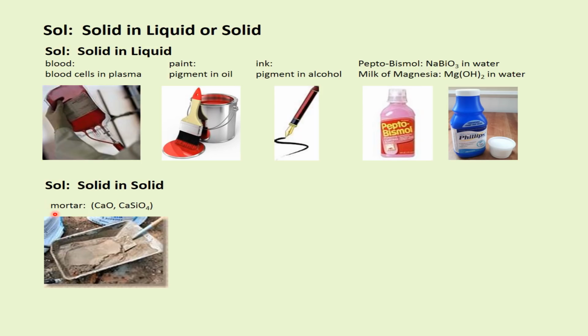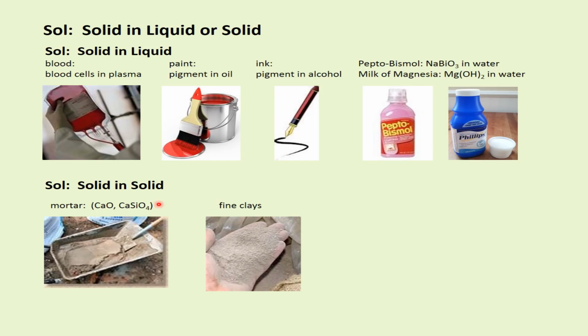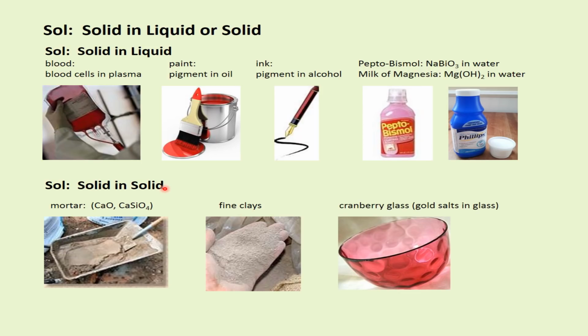But the mortar itself is a solid in solid colloid with particles in the size range of 1 nanometer to 1 micron. Likewise, any finely ground clays and silts would be described as being sols. And cranberry glass is one example that's commonly given. So there are gold salts dispersed in glass, two solids dispersed. It gives a translucent appearance, and so some of the particles in this would be in the size range of a colloid.